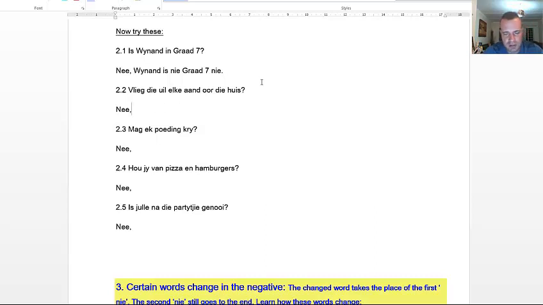So nie, then you need a subject. So die uil, remember stompie after the nie. Then you need your verb. Nie after the first verb. Elke aand, word in the rest of the sentence. Huis, and the nie. Don't forget the last nie. That's a common mistake, to forget that last nie. You're like, ah, I'm done. And then you put a full stop. And then you throw away a mark. Okay, so if you leave off the nie after every sentence, you get 50% for your test. That's how easily you can get a lower mark.